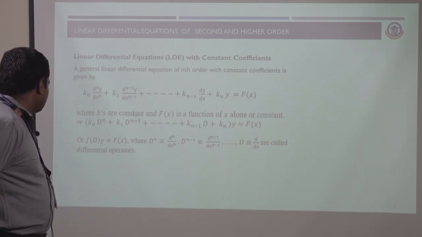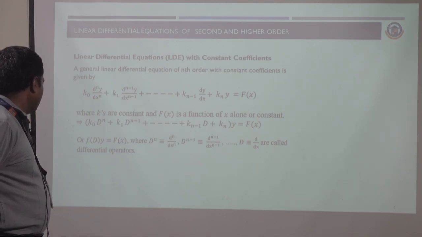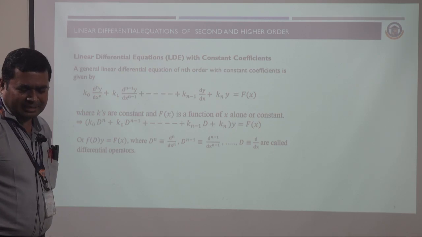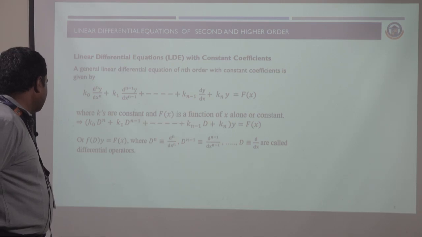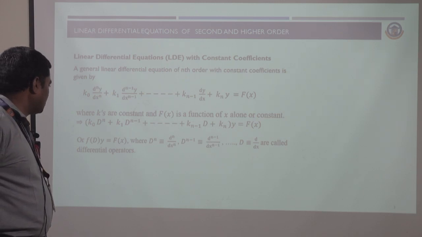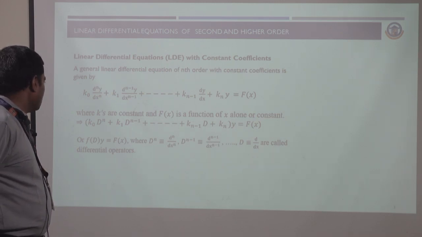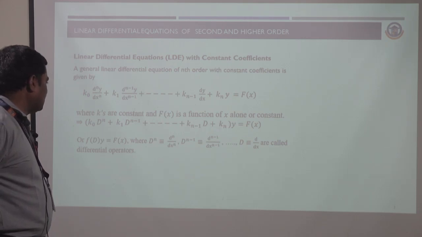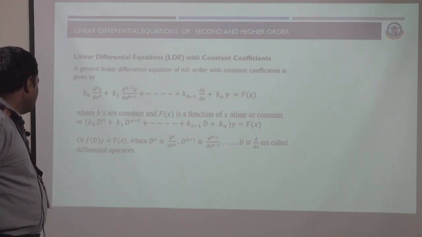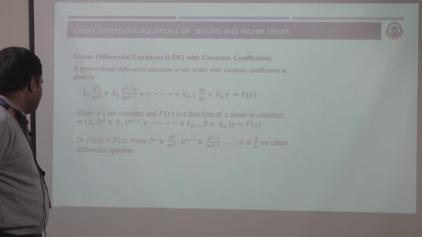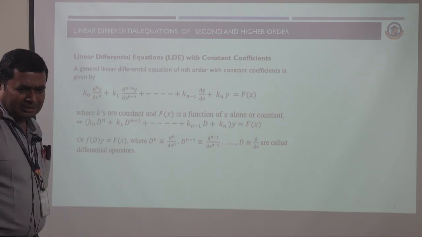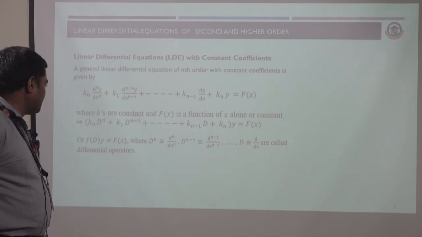Then this equation can be written as: d power n y divided by dx to the power n is equal to D to the power n y. So we can write k naught D power n plus k1 D to the power n minus 1 plus, and so on, plus k n minus 1 into D plus kn, taking the common y outside, is equal to capital F of x. Here the operator k naught D power n and so on we can take as f of D into y, which is equal to the right hand side capital F of x. In general, D power n is equal to d to the power n divided by dx to the power n.